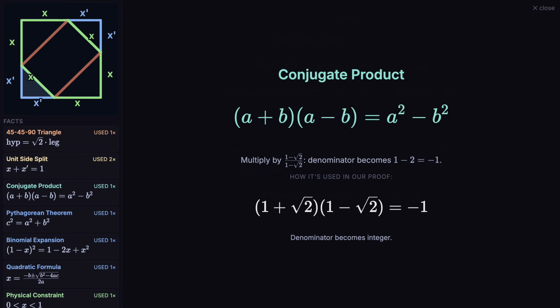Fact 3. The conjugate product. A plus b times a minus b equals a squared minus b squared. When proof 1 arrives at root 2 over 1 plus root 2, multiplying by the conjugate turns the denominator into 1 minus 2, which is negative 1. This is how the radical disappears from the answer.